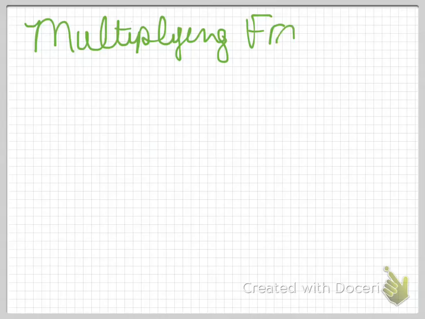Multiplying fractions. Let's go over a few things that we went over in class today.